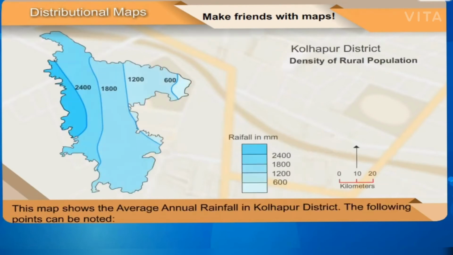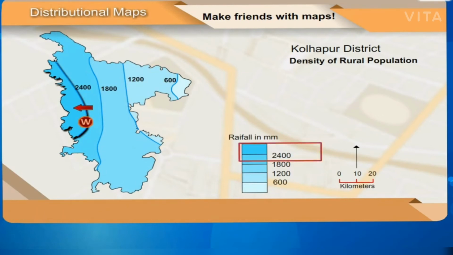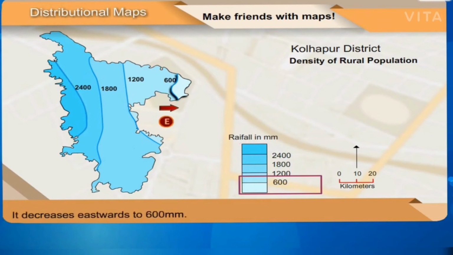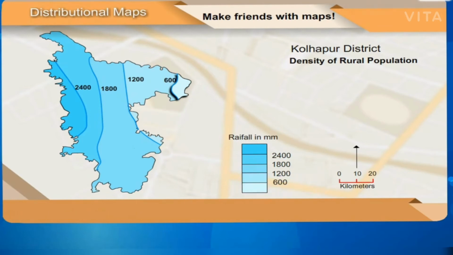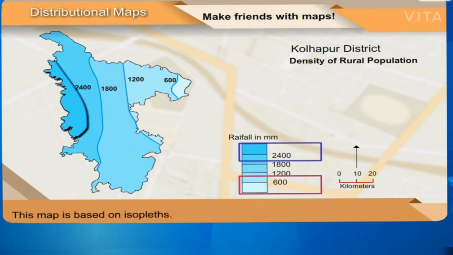This map shows the average annual rainfall in Kolhapur district. The following points can be noted. Rainfall is maximum, 2400 millimeter, in the western part of the region. It decreases eastwards to 600 millimeter. 600 millimeter is the category of lowest rainfall and 2400 millimeter the category of highest rainfall in this region. This map is based on isopleths.